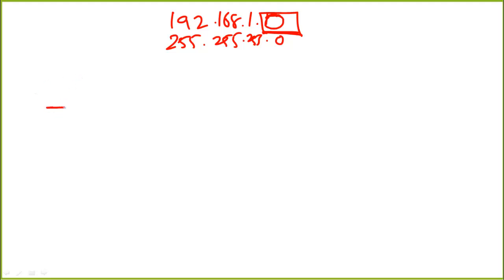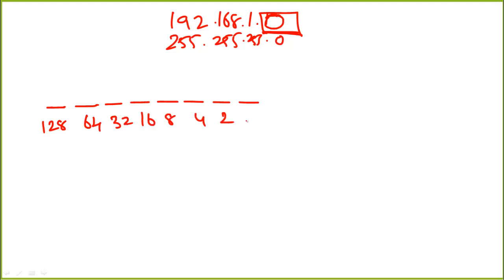The last octet has totally 8 bits, right? So what is the position value for this? 128, which we have already calculated, then 64, 32, 16, 8, 4, 2, 1. You should be able to remember these position values by heart. As a network engineer, you should be able to calculate these things in your mind itself.